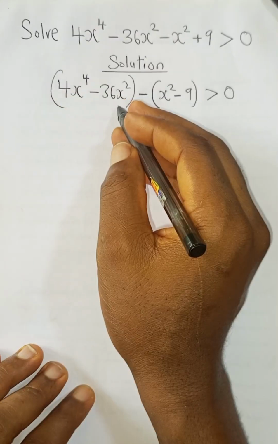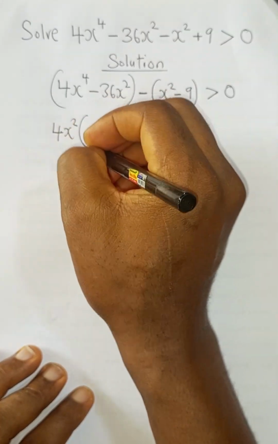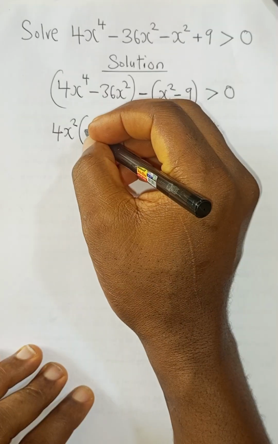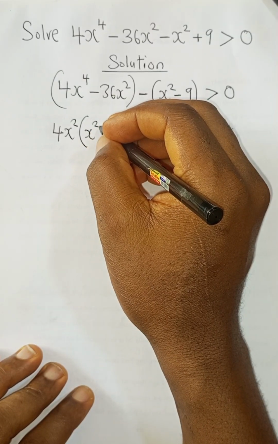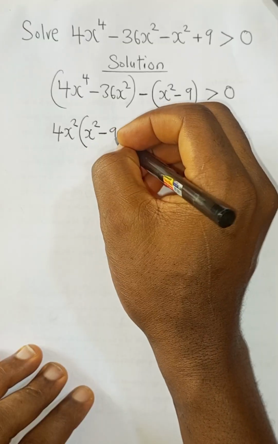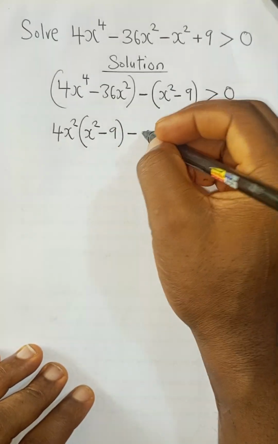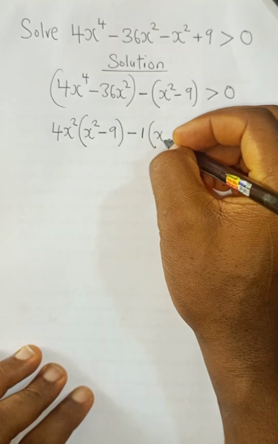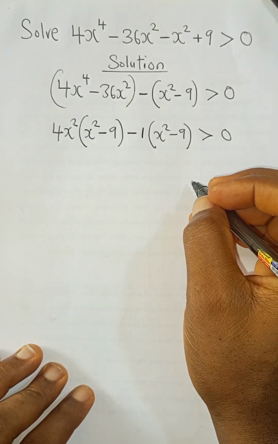Now, in this first pair, what is common? Of course, 4s squared will be outside. And what will remain? It will remain s squared minus 9. This second pair, what is common? Nothing. When nothing is common, 1 is common. S squared minus 9 is greater than 0.